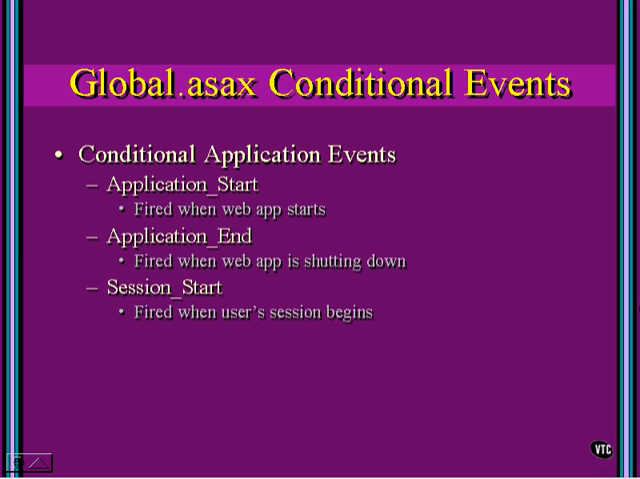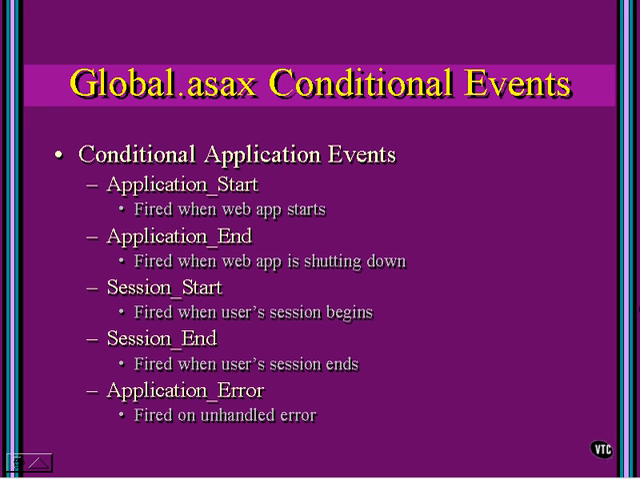Session start. This starts every time a new user comes in and starts a session. Session end. This is fired when the user session ends. So again, we can put code in these places. And I'm going to show you some examples in the upcoming videos about how we can use application variables in some of these events. And we also have an application error event. And this thing is fired anytime there's an unhandled error. And so we can use this to help us if we've got unhandled errors that get by our error handling setup.